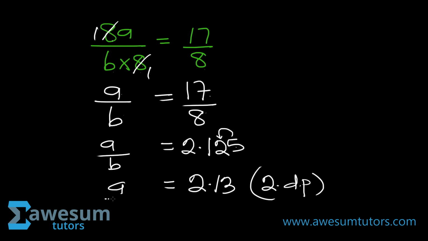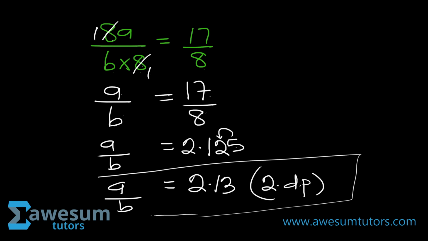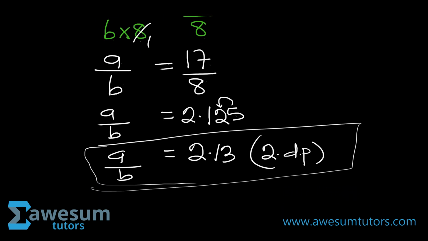That means my a over b is 2.13. 2.13 is my answer, a over b, because I've been able to put it in 2 decimal places. Very good, guys. I hope you guys understand this question.